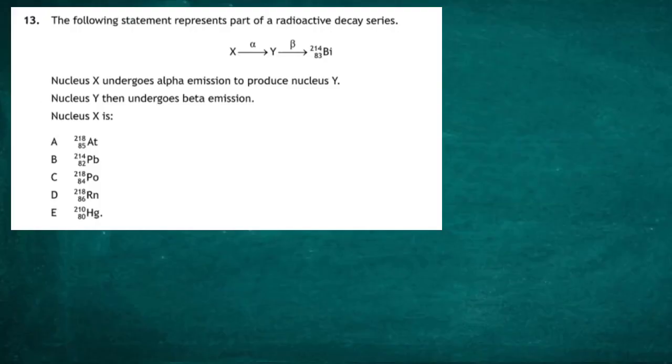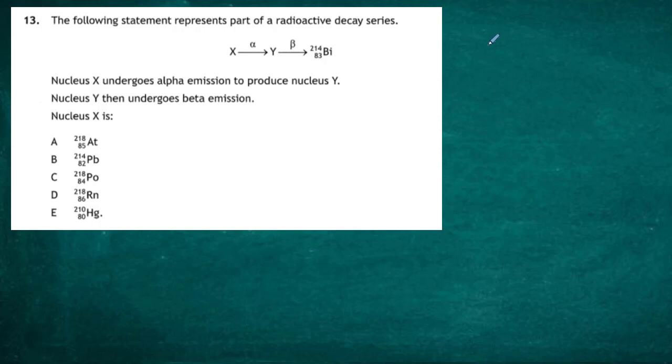Question 13 from Paper 1 of the 2022 Higher Physics exam from the SQA. The following statement represents part of a radioactive decay series. Nucleus X undergoes alpha emission to produce nucleus Y, and nucleus Y then undergoes beta emission, and we end up with 214/83 bismuth. We're asked to find out what nucleus X is.